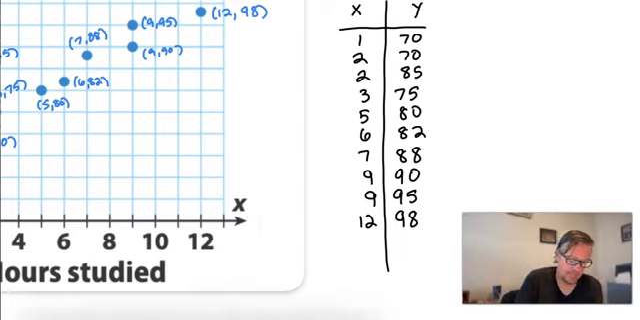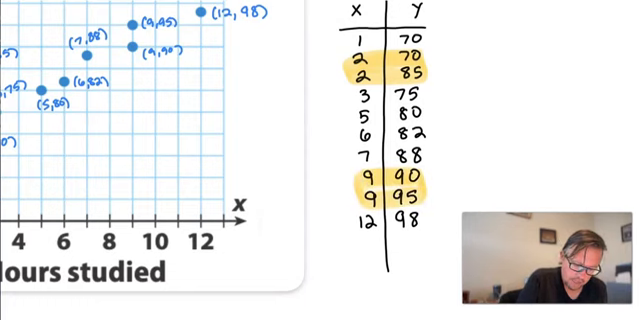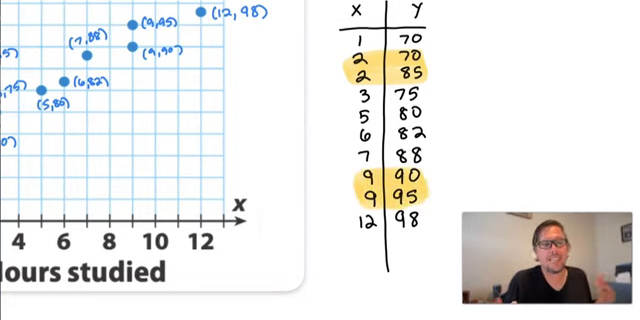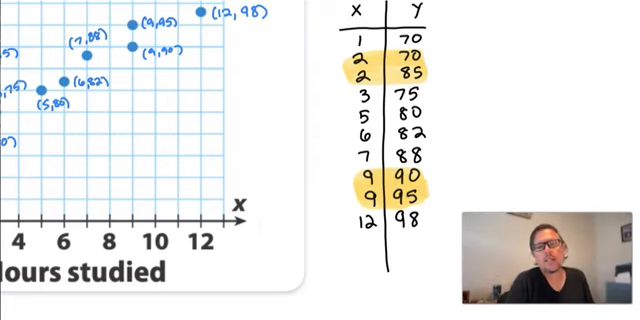Now we've learned how to identify a function from a table, and that is we're looking for any x's that are duplicated, and we see some. We've got, ooh, too big. We've got this pair of 2's here. Get my highlighter. This pair of 2's right here. And we've got this pair of 9's. So this right here tells us it's not a function because we've got that input of 2 that is assigned to two different outputs, 70 and 85, meaning we had two different kids that studied for 2 hours, but they made different grades. And then we have two different kids that studied for 9 hours that also made different grades, 90 and 95.